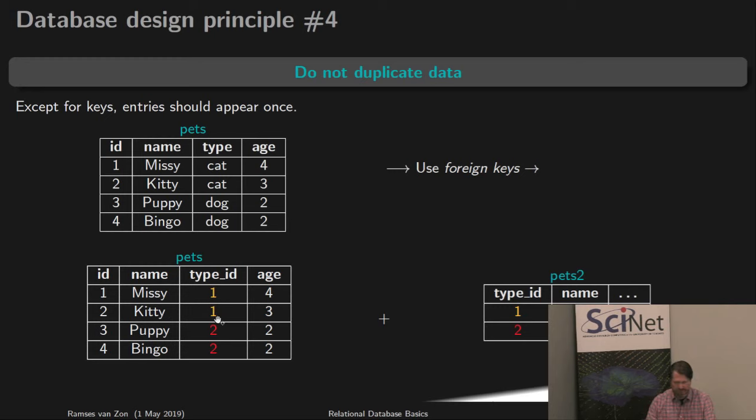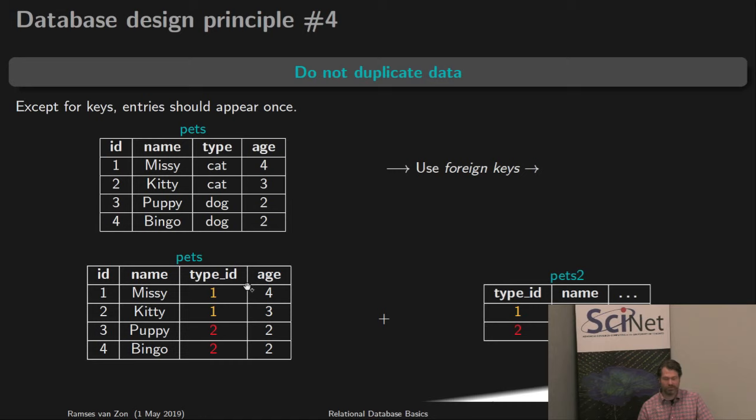So my cats become type 1 and my dogs become type 2. And I need a second table to explain that type 1 is a cat and type 2 is a dog. This looks worse, and it is for this example. It's kind of silly because I have more data here.